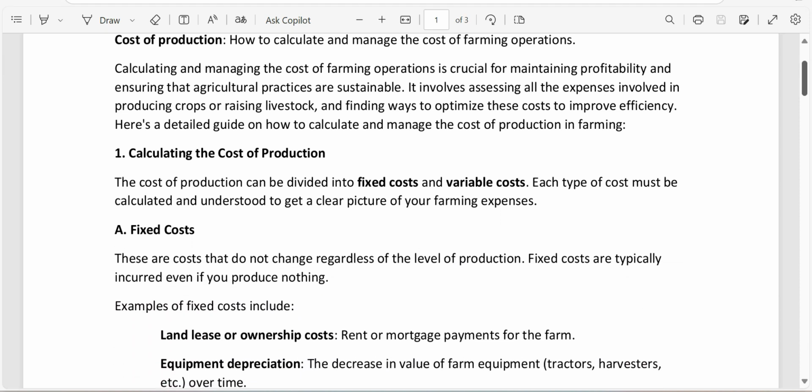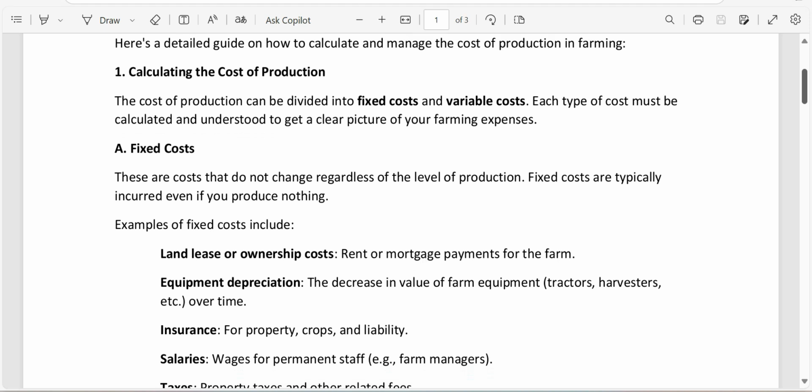1. Calculating the cost of production. The cost of production can be divided into fixed costs and variable costs. Each type of cost must be calculated and understood to get a clear picture of your farming expenses. A. Fixed costs. These are costs that do not change regardless of the level of production. Fixed costs are typically incurred even if you produce nothing.